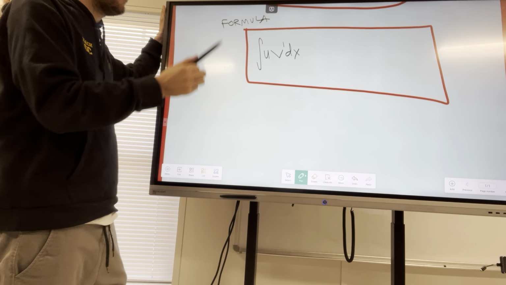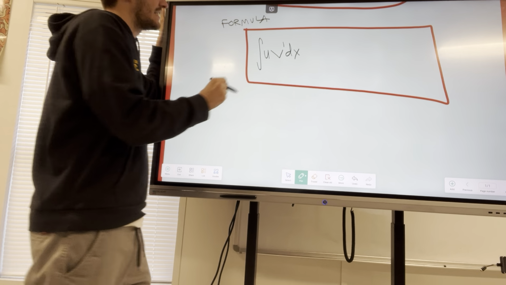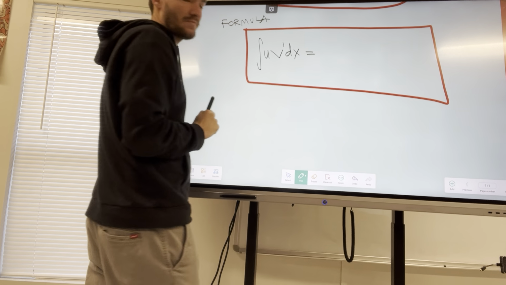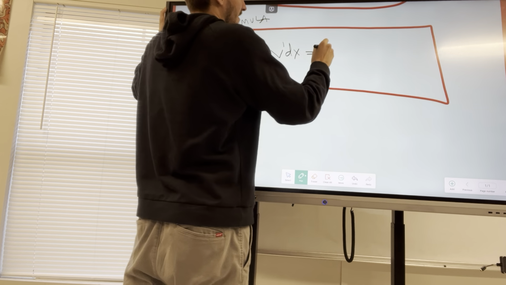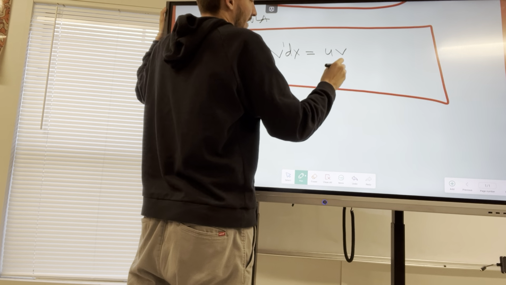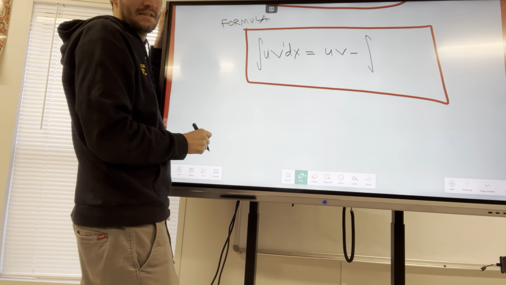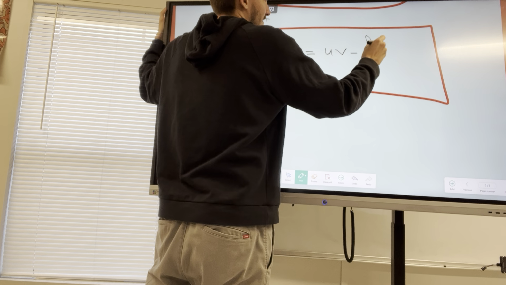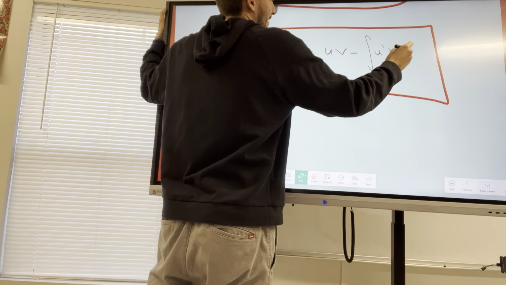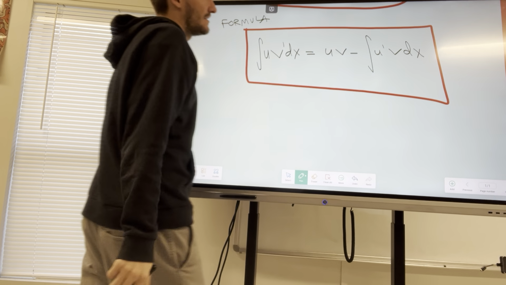The integral of U times V prime dx is equal to U times V minus the integral of U prime V dx.